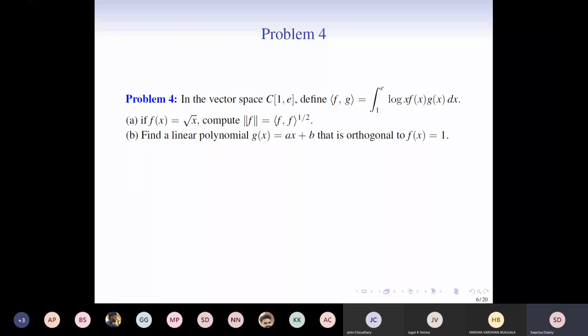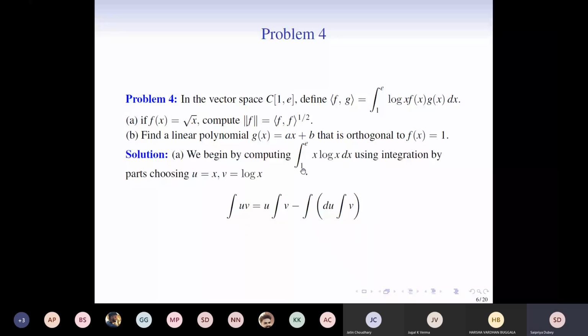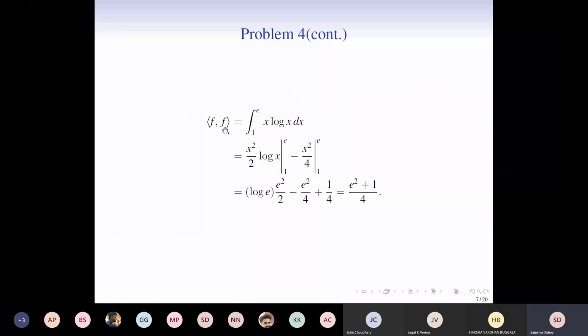So we begin by computing this integral using integration by parts. This is a very well-known formula. Here we choose u equal to log x and dv equal to x. So we get the inner product of f and f equal to this. You can easily solve the integral. It turns out to be this, and just put the limits from 1 to e. And that will give this.